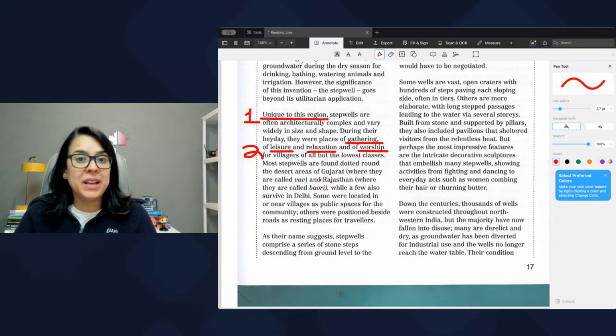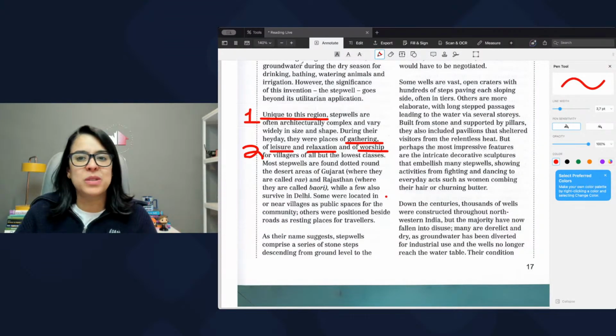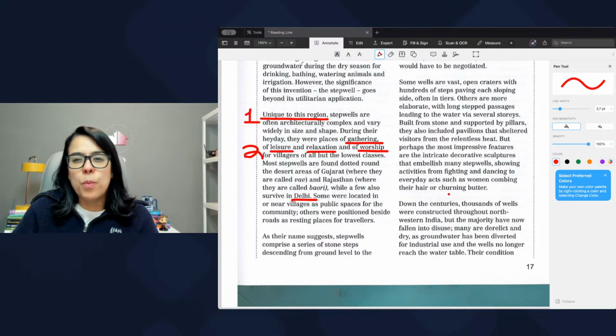So let's take a look. I'm going to look for Delhi and for attractive, beautiful, something like that. I found the word Delhi here. So I'm going to stop and read what the text says about Delhi. Most stepwells are found dotted around the desert areas of Gujarat, where they are called Vav. I think this is the pronunciation. This is like their language, I don't know. Rajasthan, where they're called Bauri, while a few also survive in Delhi.